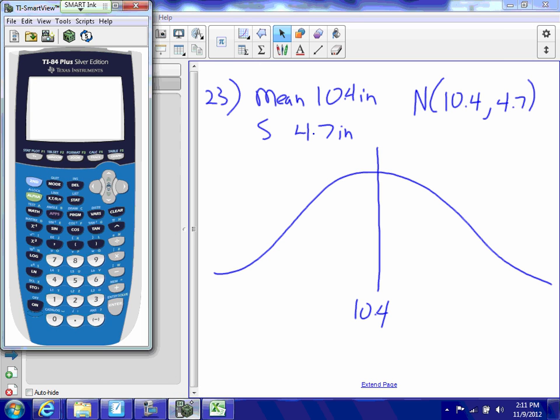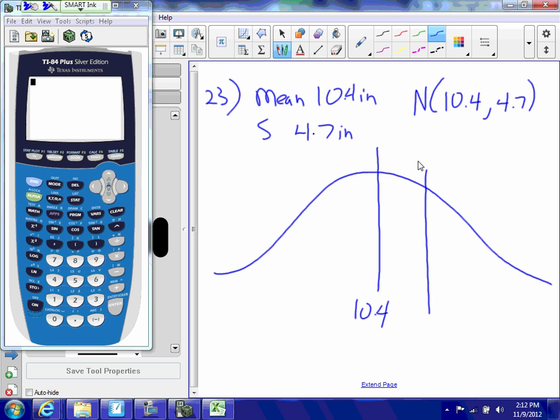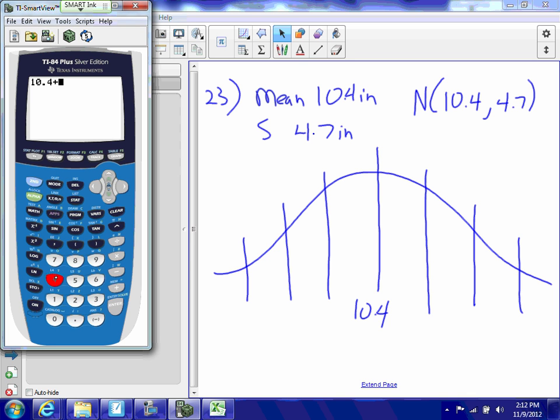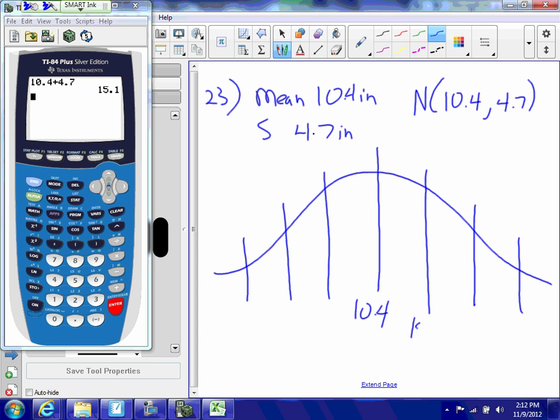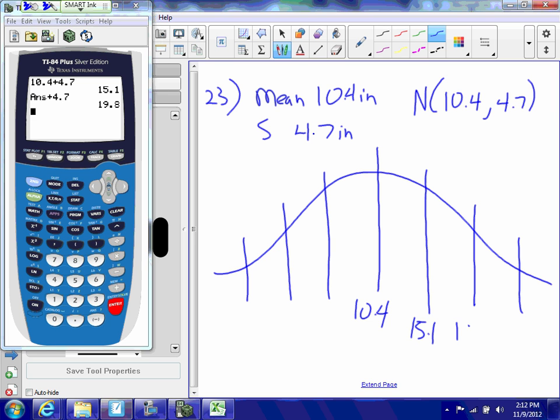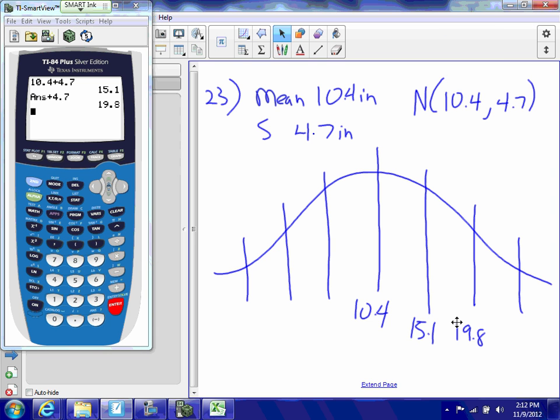So I want to make all of my different standard deviation lines here. 1, 2, 3. My standard deviation is 4.7. So let's start with my mean, 10.4. Let's add 4.7. So my first standard deviation is at 15.1. Let's add another 4.7. My next one is at 19.8. Let's add another 4.7.